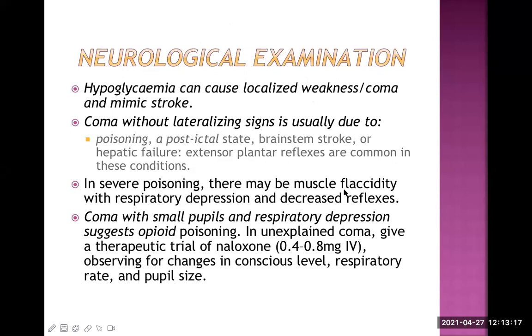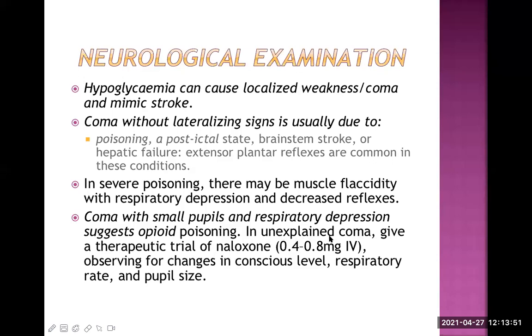Now, in severe poisoning, there will be muscle flaccidity with respiratory depression and decreased reflexes. That is seen in poisoning condition. Coma with small pupil and respiratory depression is a suggestive feature of opioid poisoning. This is called pinpoint pupil on both sides, and there is depression in the respiration. This is in opioid poisoning. In unexplained coma, give a therapeutic trial of naloxone. Okay, this is a therapeutic trial.